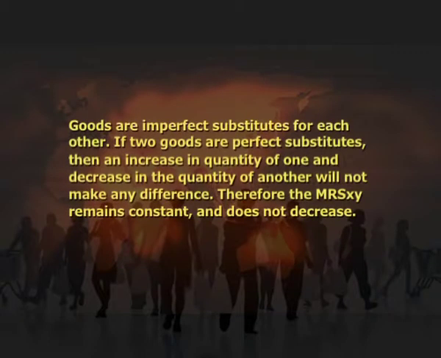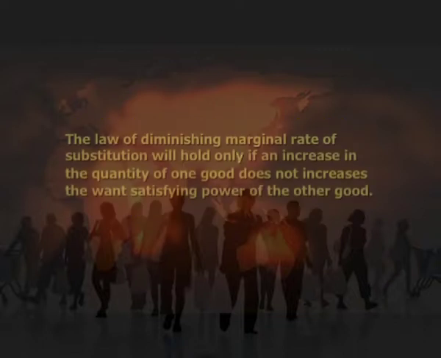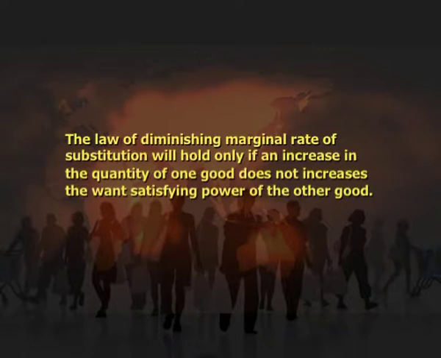Second is, goods are imperfect substitutes for each other. If two goods are perfect substitutes, then an increase in the quantity of one and a decrease in the quantity of another will not make any difference. Therefore, the MRS_XY remains constant and does not decrease. Third is, the law of diminishing marginal rate of substitution will hold only if an increase in the quantity of one good does not increase the want satisfying power of the other good.